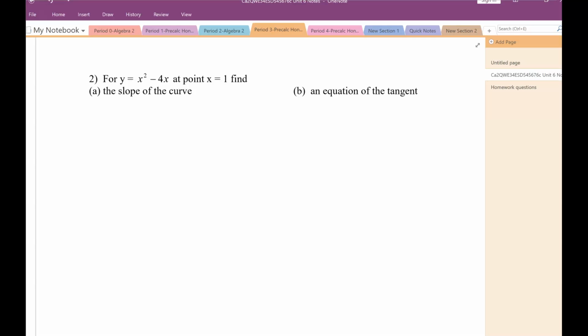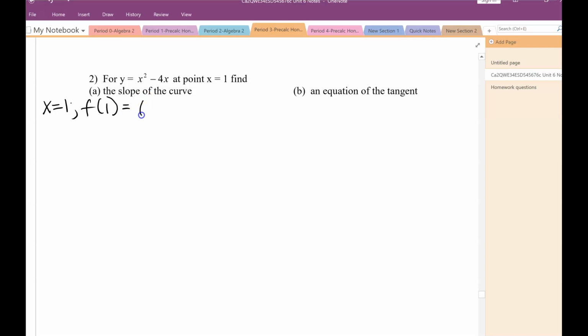You are given how many locations of x? x equals 1 is looking for the slope. So is this a secant line or is it going to be a tangent line? Tangent, because it's only touching this curve at exactly 1 location, which is x equals 1. So first, we want x is 1, so let's find f of 1.